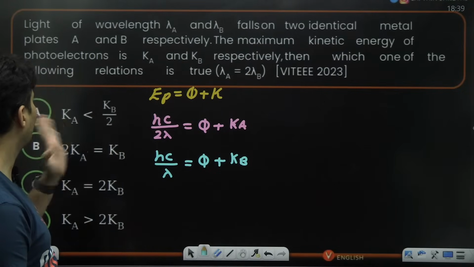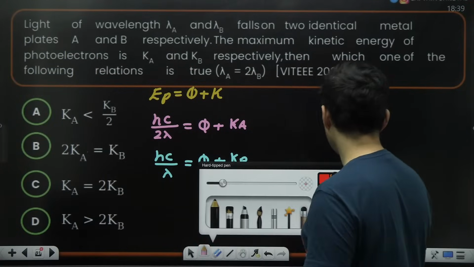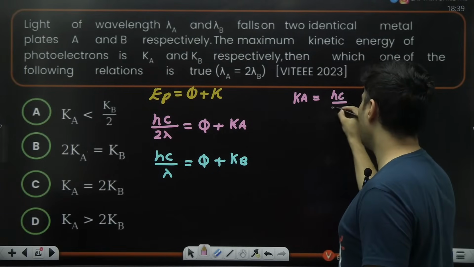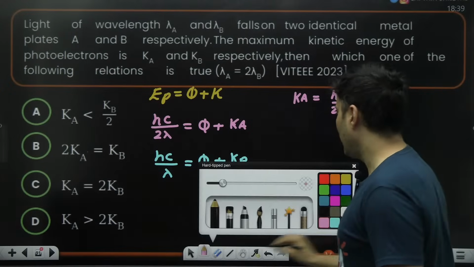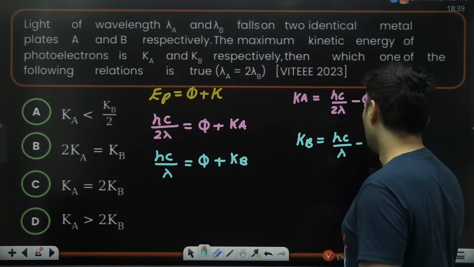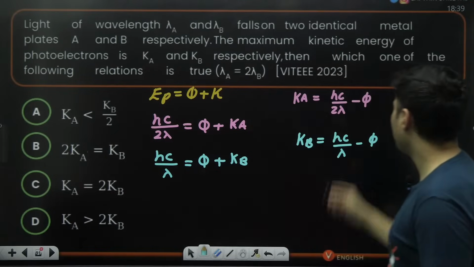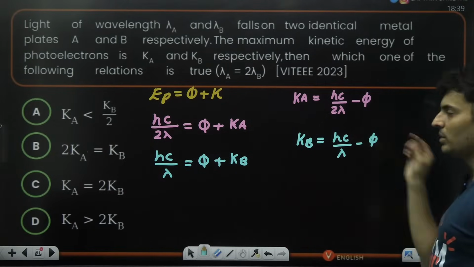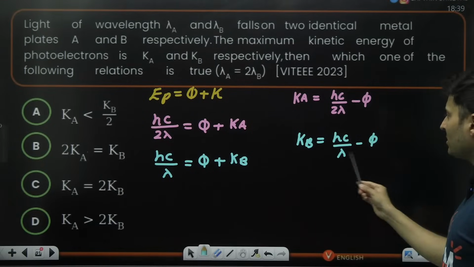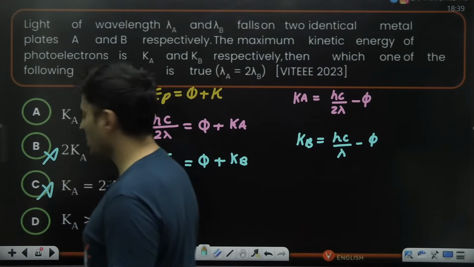Let's now think what to do. We have been asked the comparison. So what will be KA from here? KA will be hc divided by 2 lambda minus phi. And what is KB? It is hc by lambda minus phi. So is KA equal to 2 KB? Definitely not. If you multiply it 2 times, you definitely do not get this. Is 2 KA equal to KB? If you multiply this 2 times, you will definitely not get KB. So obviously option B is eliminated, option C is eliminated.